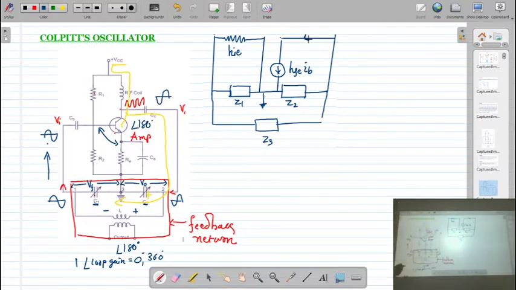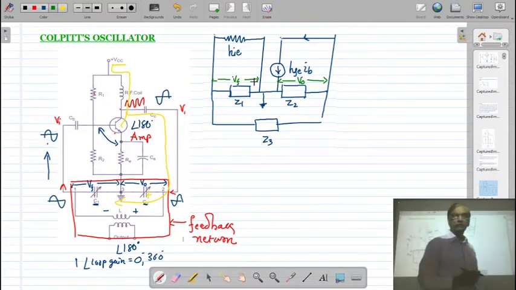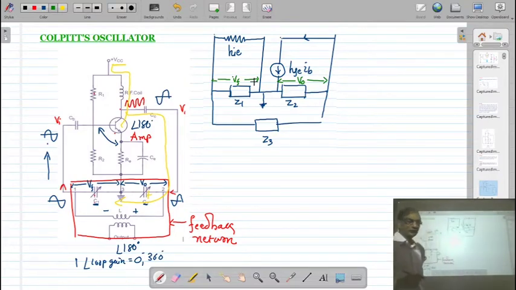Now in this equivalent circuit, if you look at this, here we have the output voltage of the amplifier that is given to this capacitor C2, and whatever voltage is developed across this is a feedback voltage to the amplifier circuit. Okay? And all these things we have discussed in case of the Hartley oscillator.